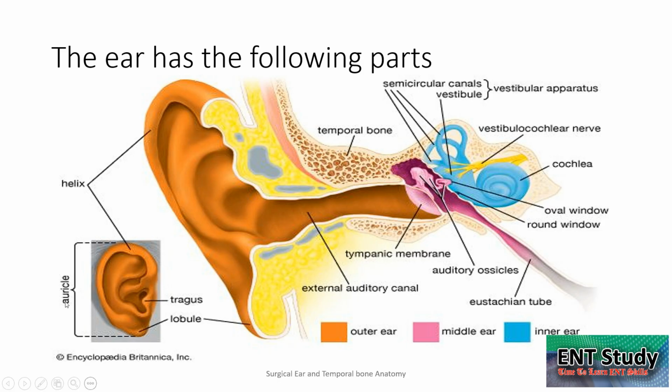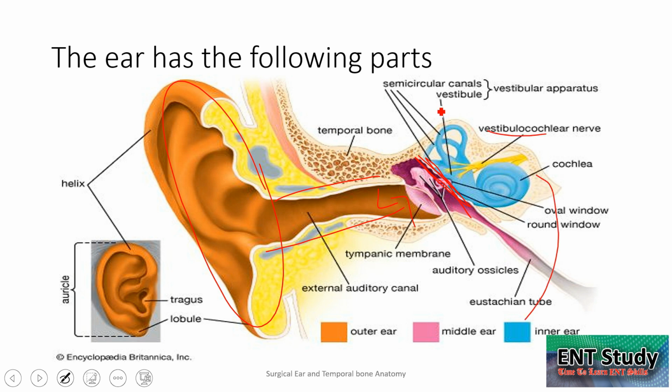The ear has the following parts. The orange part shows the pinna and the external auditory canal, which constitute the outer ear. The middle layer is shown in pink, starting at the tympanic membrane and ending in the medial wall of the tympanic cavity. In blue, we can see the vestibular and cochlear part, which constitute the inner ear.